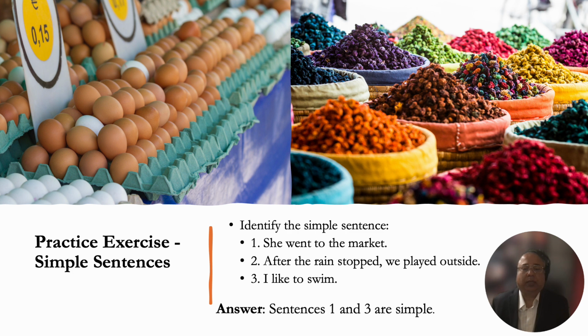Okay, so sentences 1 and 3 are simple. Now notice, why isn't number 2 a simple sentence? Read the sentence carefully and you will notice that there are 2 ideas. After the rain stopped, and then we played outside. So there's the rain and there is playing. And number 1 and 3, unlike number 2, they have just one idea: I like to swim. So this is about a person's ability to swim. Or number 1, she went to the market. Someone went shopping. They went to the grocery market. They bought groceries. So number 1 and 3 are simple sentences.